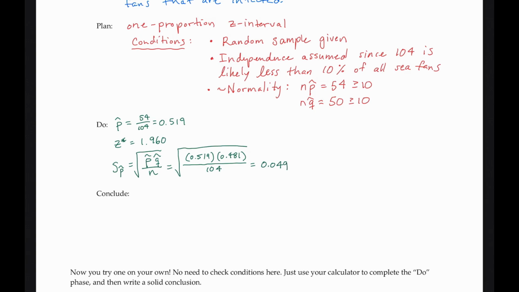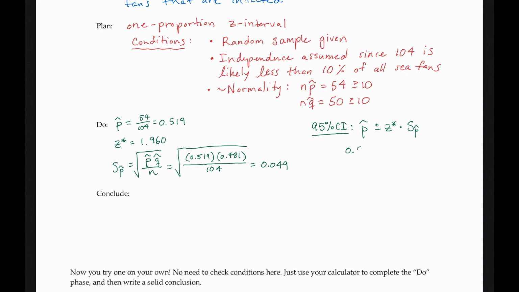If you want to pause and try it in your calculator, go ahead. Otherwise, I'm going to continue on here. So now we have all the information we need in order to construct this interval. So the 95% CI, everyone knows that to mean confidence interval, so you can use that. So the formula is p-hat plus or minus z-star times standard error.